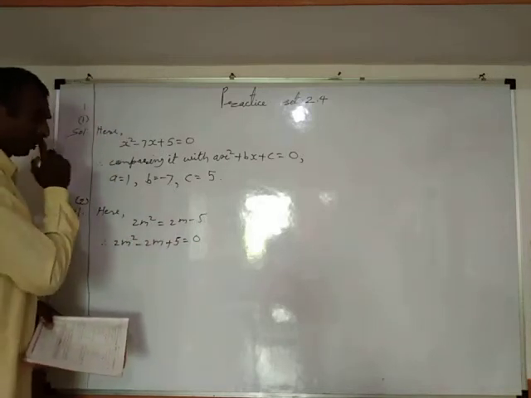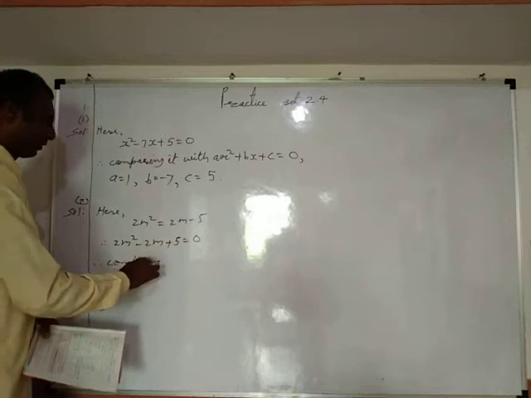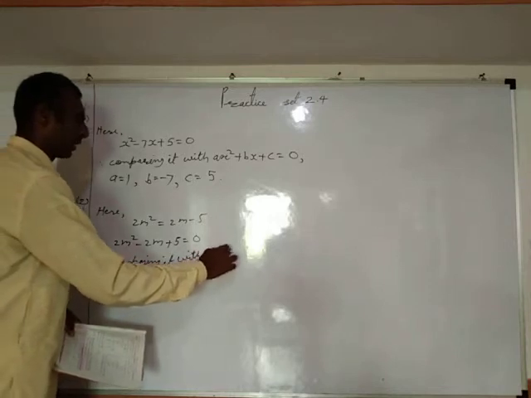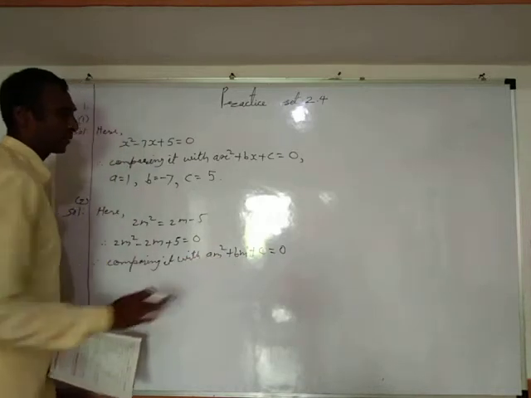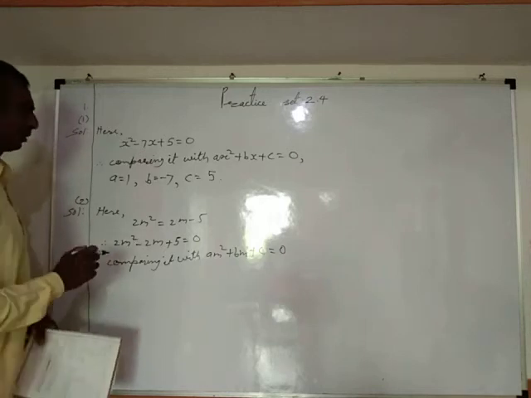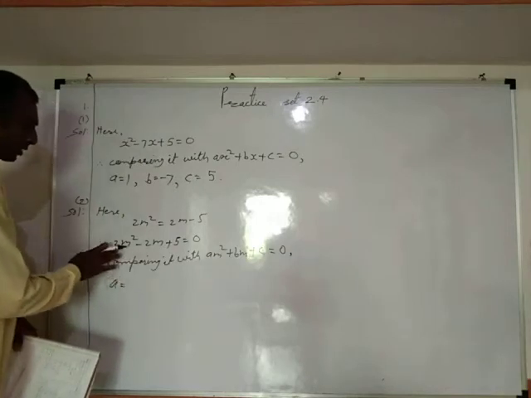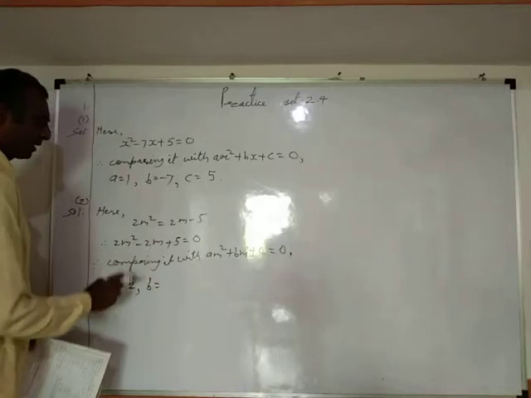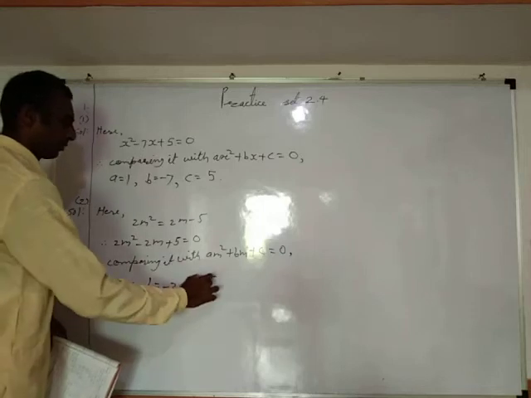Now it is in general form. And therefore, comparing it with am square plus bm plus c equal to 0. Here we are writing am square plus bm plus c equal to 0 because here the variable is m. a equals coefficient of quadratic term, which is 2, b equals coefficient of linear term, which is minus 2, and c equals constant term, which is 5.